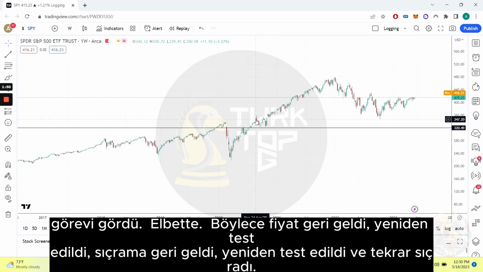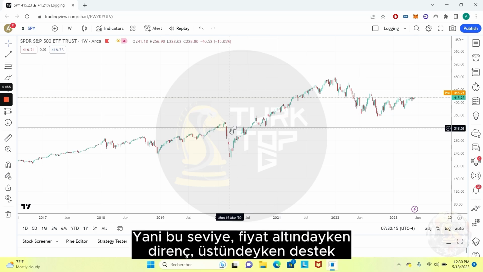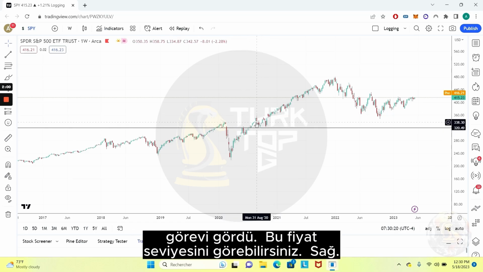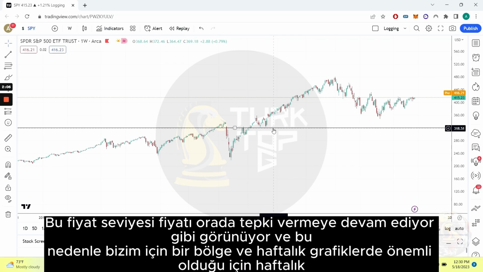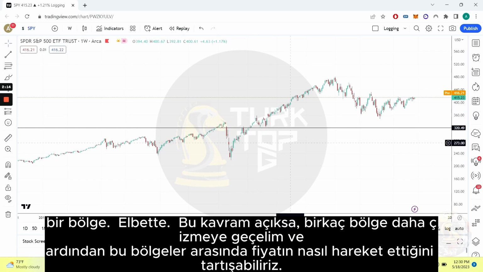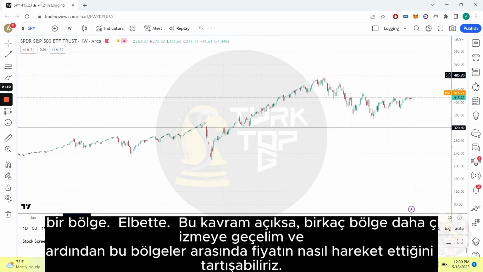All right. So price came back, retested it, bounced, came back, retested it, and bounced again. So this level acted as a resistance when price was below it and acted as a support when price was above it. You can see this price level, price seems to keep reacting there. And that's why it's a zone for us. And it's a weekly zone because it's of importance on the weekly charts. All right. If that concept is clear, let's move on to drawing out some more zones and then we can discuss how price moves between these zones.